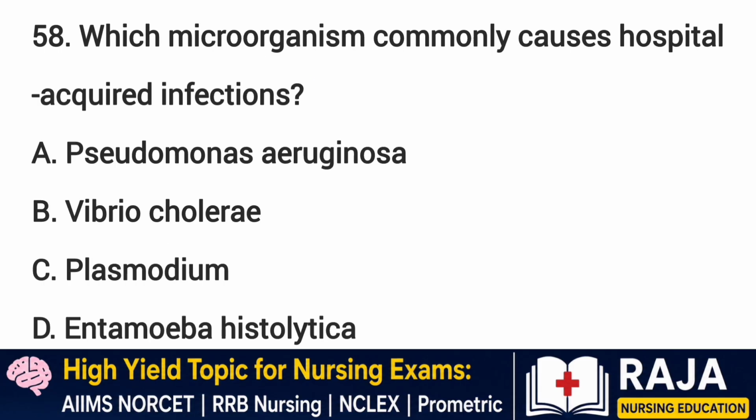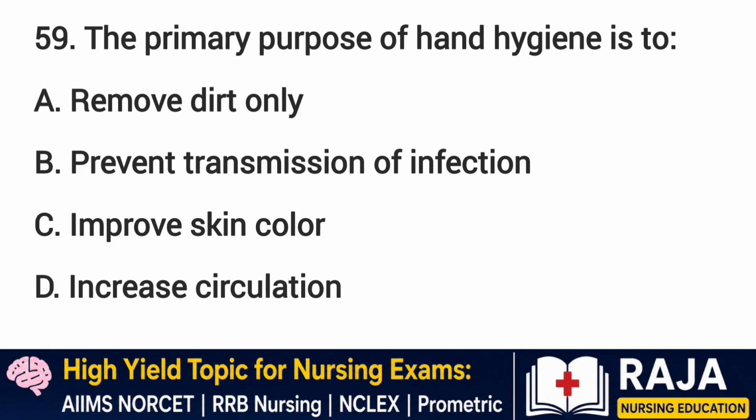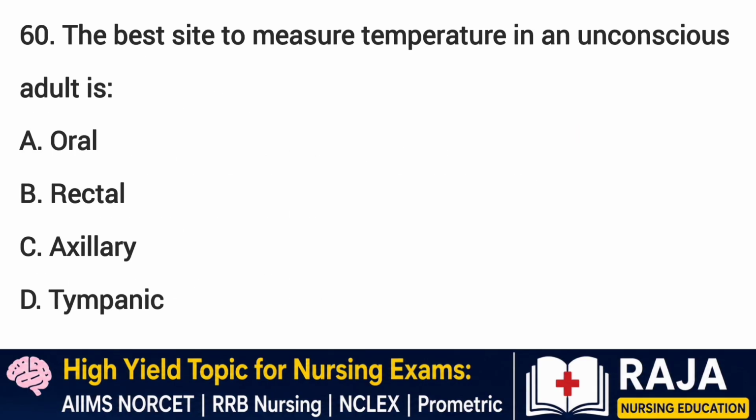Which microorganism commonly causes hospital-acquired infection? The answer is A. Pseudomonas aeruginosa. The primary purpose of hand hygiene is to? The answer is option B. Prevent transmission of infection. The best site to measure temperature in an unconscious adult is? Option is D. Tympanic is the best site to measure temperature in an unconscious patient.